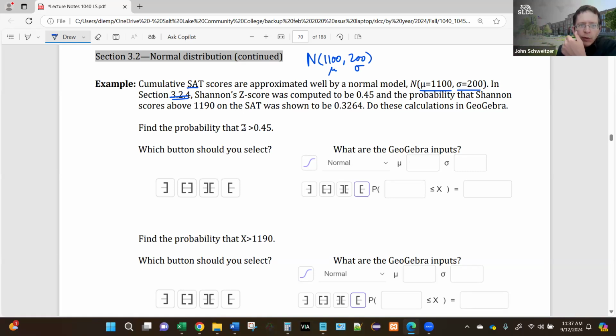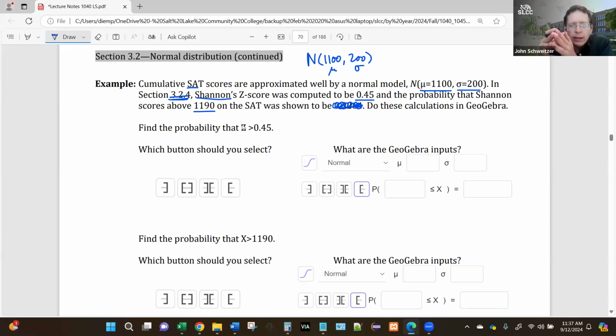So in 3.2.4 of the text, we were looking at Shannon's z-score. She had a z-score of 0.45. And if you read that example, it says that the probability that somebody would get higher than 1190 on the SAT was this value here. And I'm going to pretend like we can't see it, okay? Because I want to confirm that that's the right number, right? So let's just pretend like we don't know it.